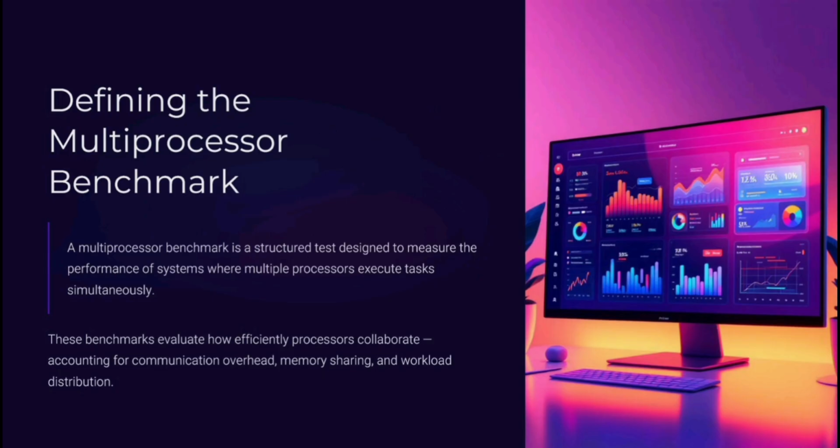Multiprocessor benchmark is a test used to measure the performance of a system that has multiple processors executing tasks simultaneously. It evaluates how well the processors cooperate and how much improvement we get compared to a single processor system.